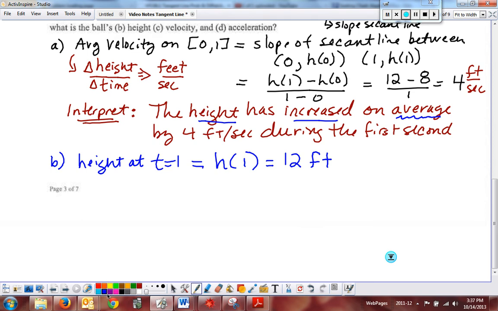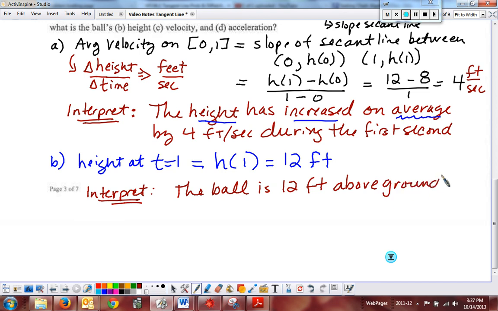And we also are going to say, well, interpret that. What does that answer mean in this problem? So if I go to interpret it, I'm basically going to say the ball, which is what we were looking at, is 12 feet above ground, because that's the definition of how we were defining our position function. The ball is 12 feet above ground at a time of 1 second. Okay? You want to get this idea that it's at, because this is at that instant, at 1 second. So they want to make sure that you're saying that part of it.